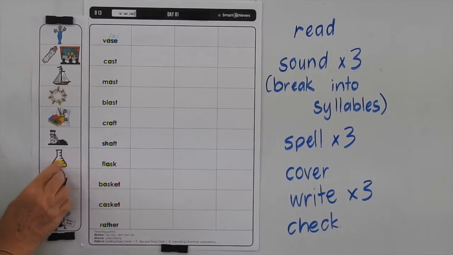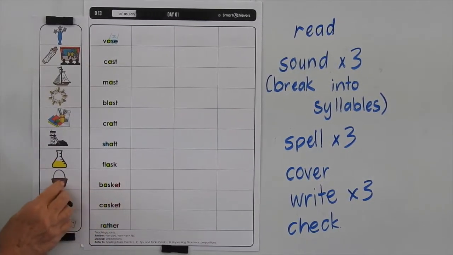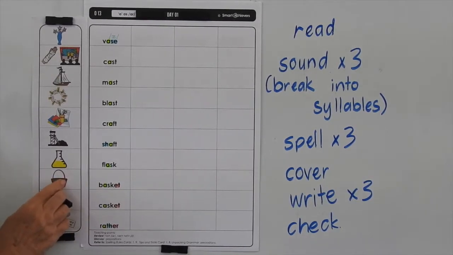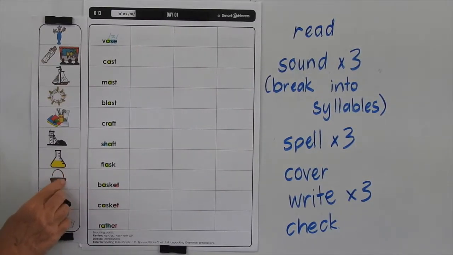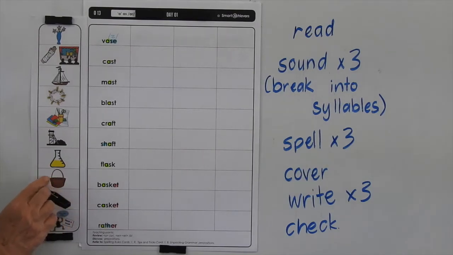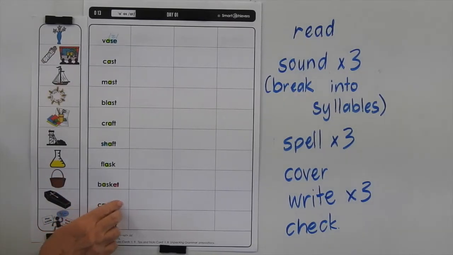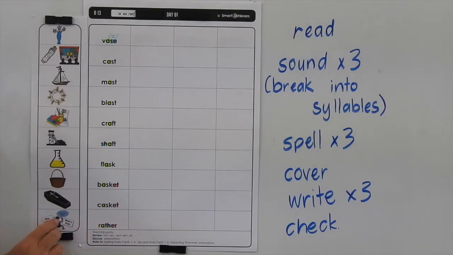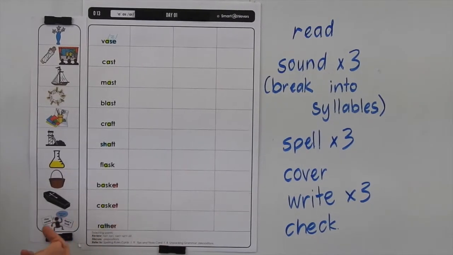You might have some sort of structure going into the ground too. Flask is a container for a liquid. A basket is a container. It's usually a woven container from plants that someone's weaved together to make a basket that you can pop things in to carry elsewhere. Casket is a type of coffin, and rather means that when you have a choice about something, you might prefer something other than something else. So you'd say, I'd rather have.